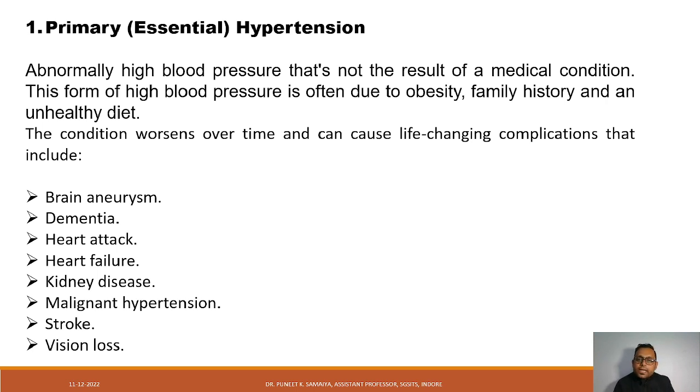It is not due to any medical condition, but the high blood pressure is due to some lifestyle conditions like obesity, or genetic conditions like family history, or some unhealthy diet, like taking junk foods or coke or some soft drinks like those. This condition worsens over time and can cause life-changing complications that include brain aneurysm, dementia, heart attack, heart failure, kidney diseases, malignant hypertension, stroke, and also vision loss.